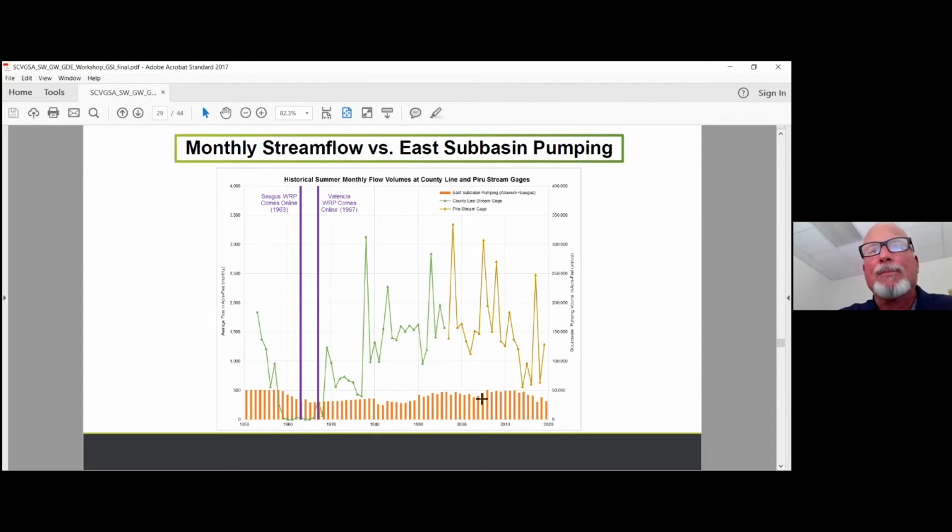But you see, at least based on this plot, it's not evident that there's a strong correlation between the stage or the flow in the river and pumping going on in the aquifer. It doesn't mean that pumping doesn't affect the river, but it just shows that the changes appear to be unrelated to the pumping in the basin.